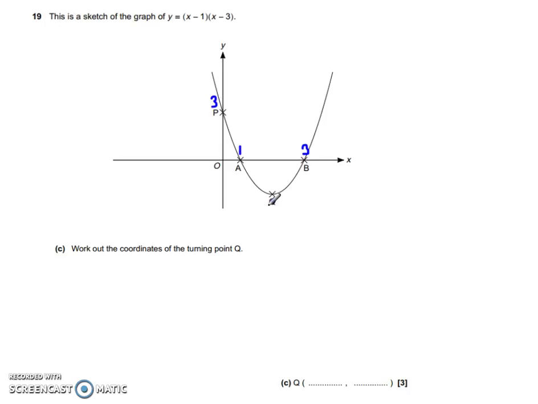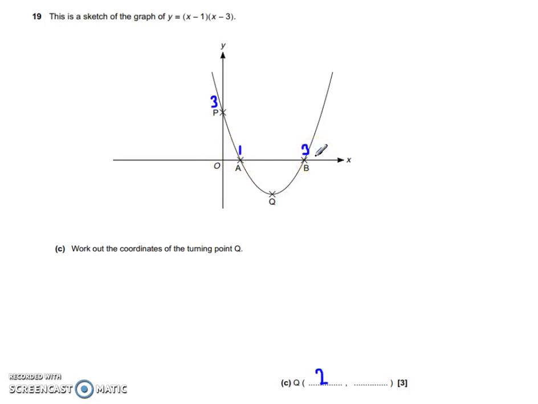So we know that A is 1 and B is 3. Now because they're on the x-axis, I know that the turning point is going to be exactly in the middle of those two there. So exactly in the middle of 1 and 3 is 2. So I already know that my x coordinate is going to be 2. So I'm going to fill that in, just because it's in between 1 and 3.